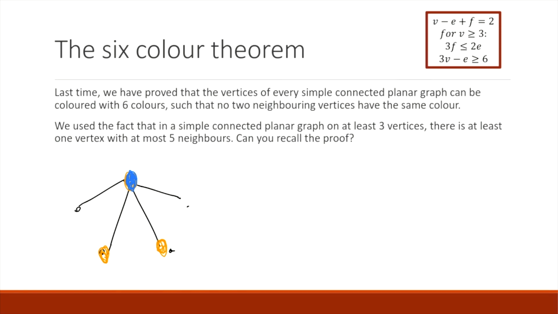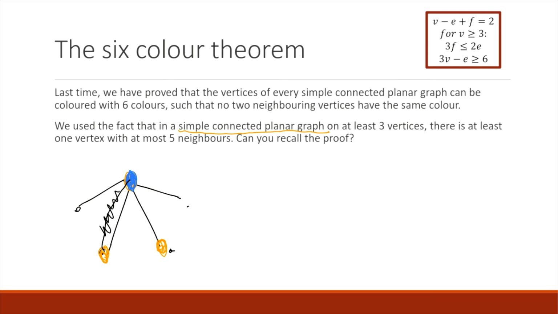Now we are dealing with a special type of graph. It's a simple connected planar graph, which is quite simple to understand. A simple graph means we don't have fancy things, like two edges between the same pair of vertices. So we have vertices, and if two are connected, they are connected. If they are not, they are not.